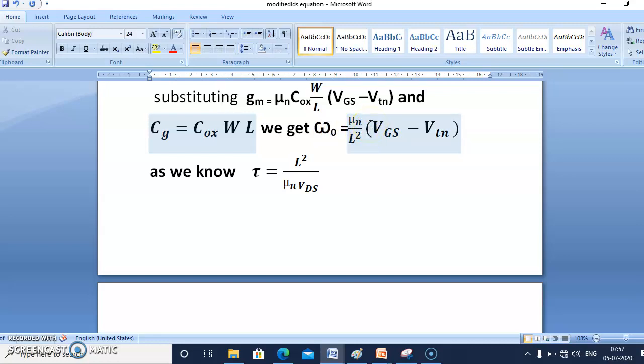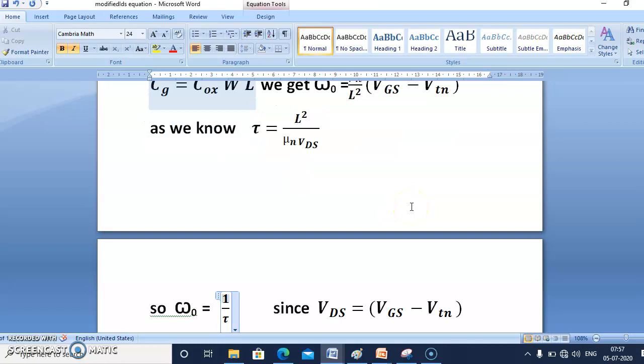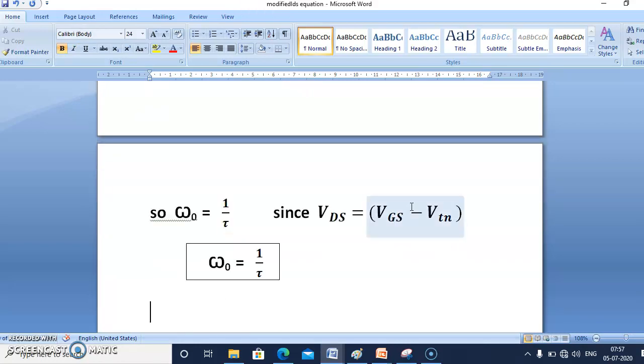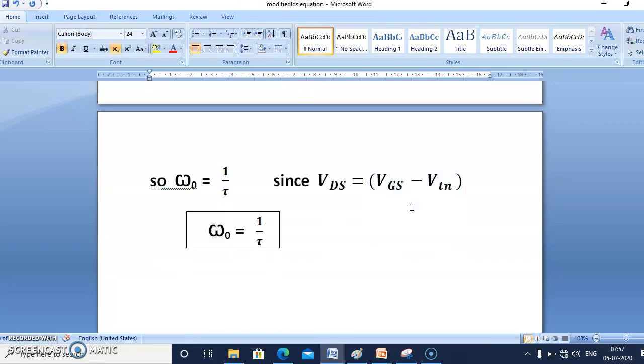This appears to be a known term. Where did we see this term? In calculating tau. Tau is the transit time delay, the time it takes for the electrons to move from source to drain. That tau is equal to L square by mu n VDS. This one, omega naught, is equal to mu n VDS by L square. So the relation is that tau and omega naught are reciprocal to each other. Omega naught is equal to 1 by tau. Figure of merit is equal to 1 by transit time delay.